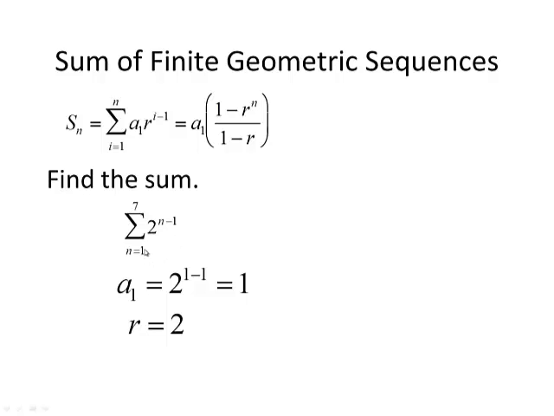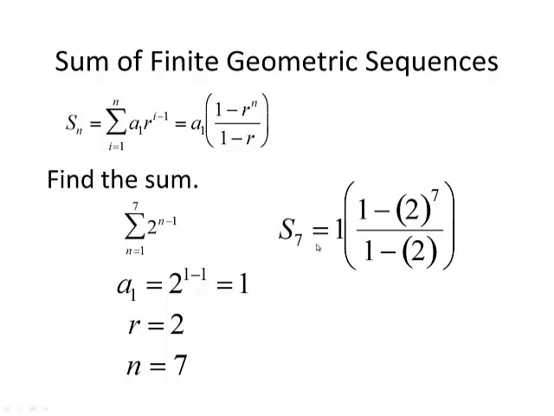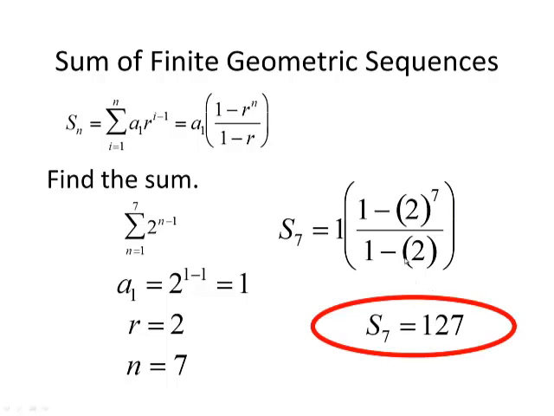So if it goes from 1 to 7, we have 7 numbers, so we have n is 7. Then putting this all together, we have the first term 1 times 1 minus the common ratio of 2 to the 7th power all over 1 minus 2. 2 to the 7th power is, I believe, 128, and then finishing this up, we get 127. Okay, this does not need to be rounded. Alright, moving on.